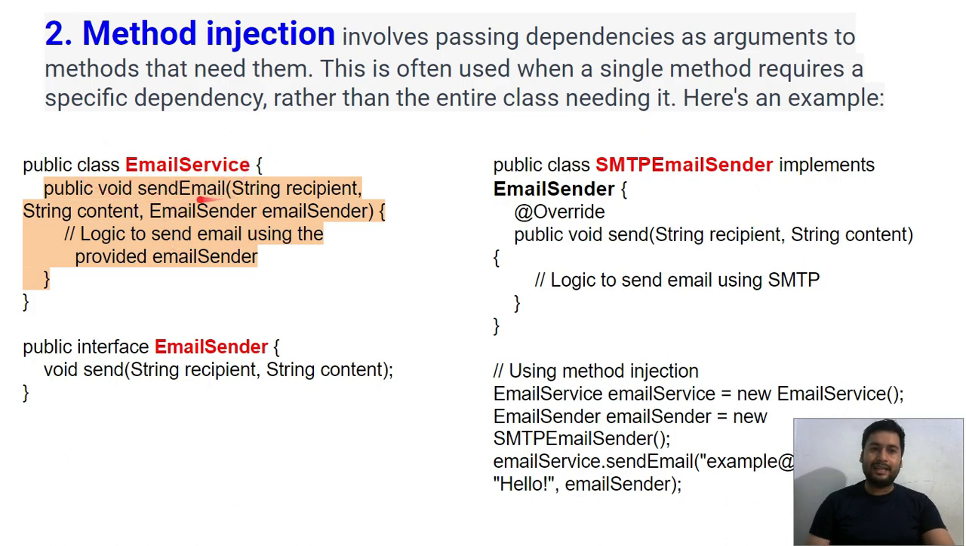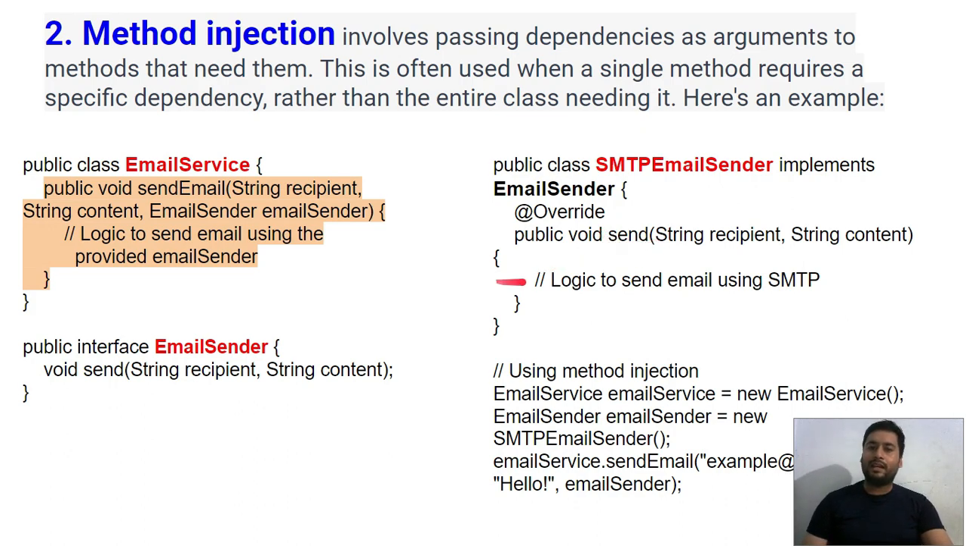So what does this method require? This method requires sending the email. Here we have one interface, which is EmailSender. EmailSender is an interface having one send method, which takes the recipient and content and sends the email. Here, the public class SMTPEmailSender implements the EmailSender and provides the implementation of it. Okay, and they are writing the logic.